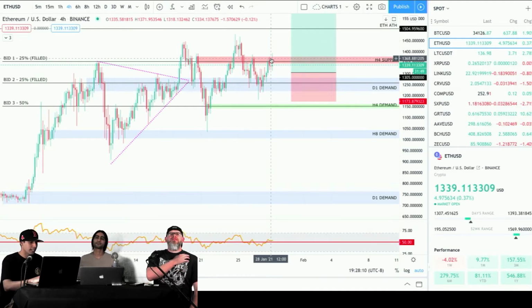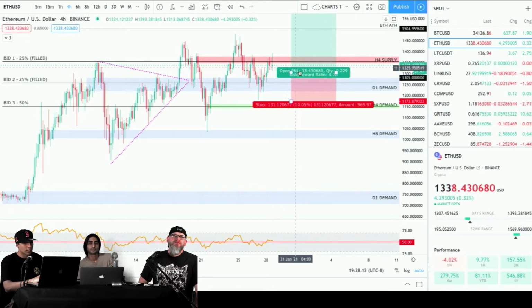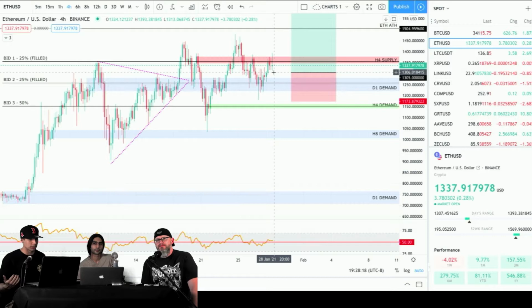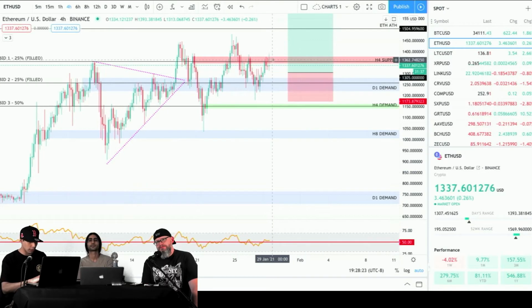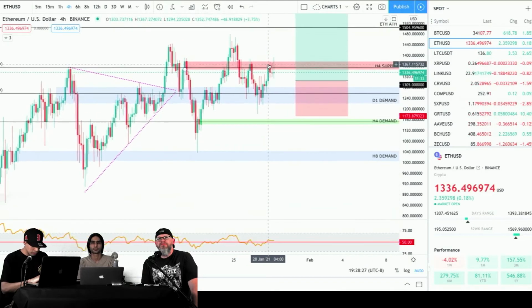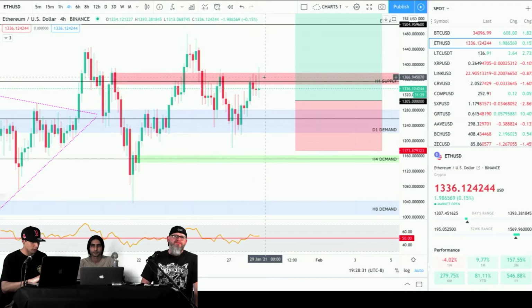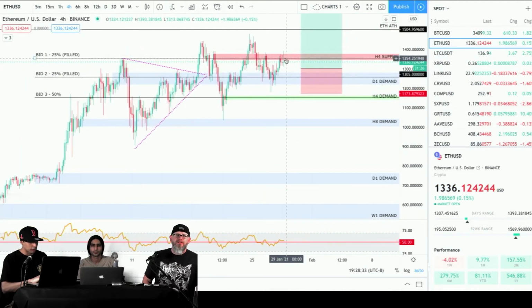Made a tiny gain, but it allowed me to get my average position lower while being at risk half the amount. You know what I'm saying? Because we're tapping a 4-hour supply here where we already saw rejection. Same with Bitcoin. If you look at these, there are 4 straight consecutive 4-hour candles that have just gotten sold off in this zone. So I chose to de-risk there.